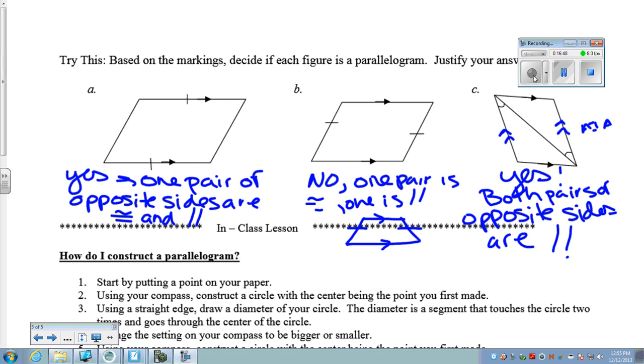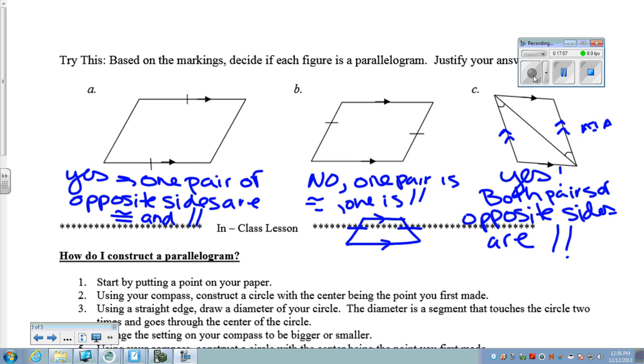All right, take a look. A and C are yes, B is no, and let's take a look at why. Okay, in example A, I see that I have one pair of opposite sides that are both congruent and parallel, and we said that is enough, a bare minimum that we can prove that that is a parallelogram. Okay, if one pair is both congruent and parallel.